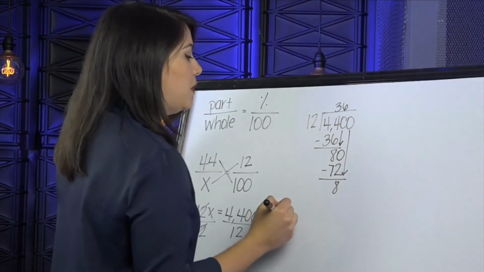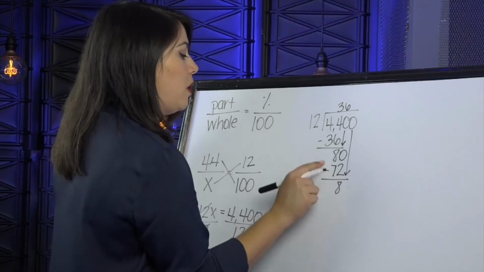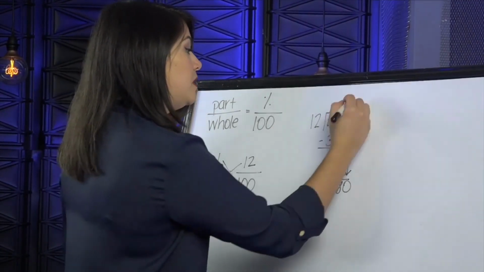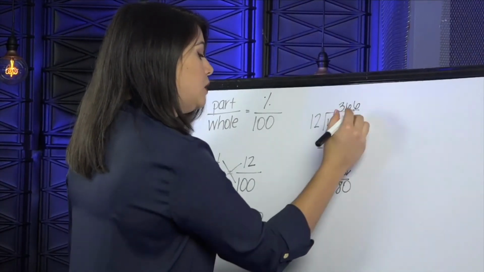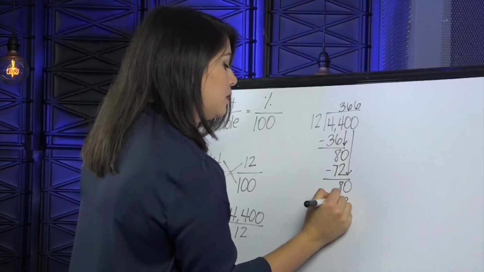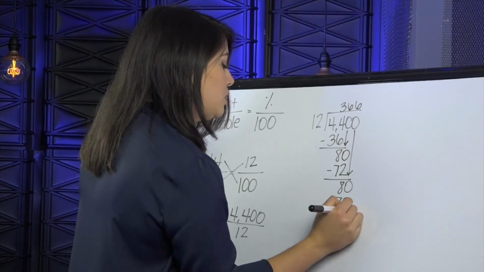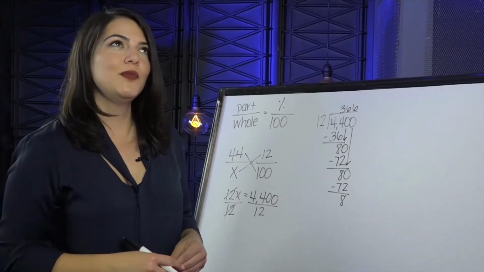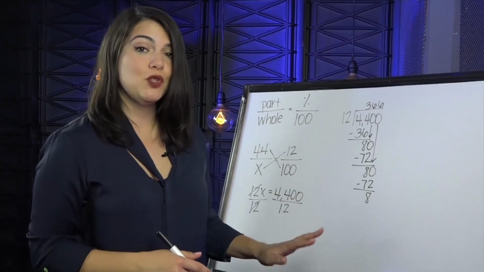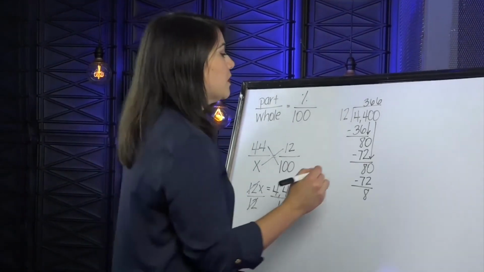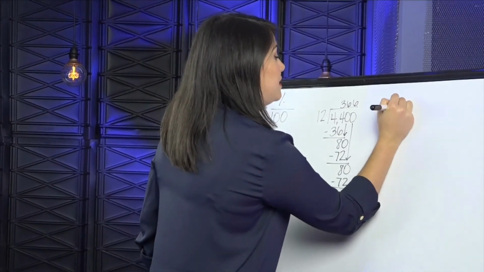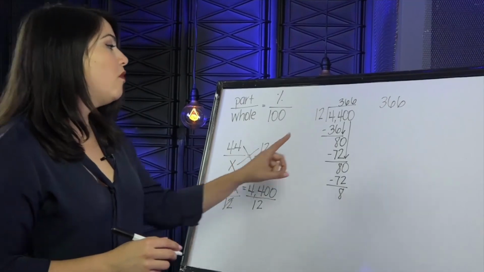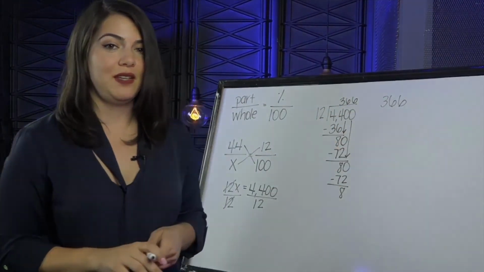Let's bring down another 0. 12 goes into 80 6 times once again. 12 times 6 is 72. 80 minus 72 is 8. We can see that this is a repeating number, so we can go ahead and stop here. That means that 366 is the whole. 44 is 12% of 366.